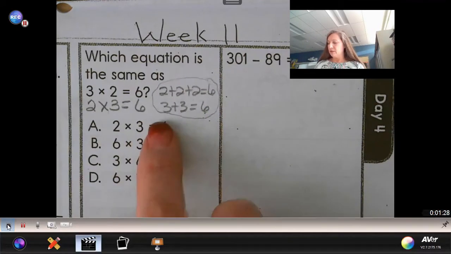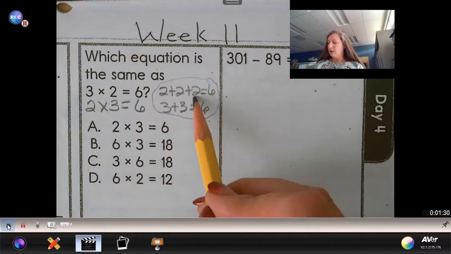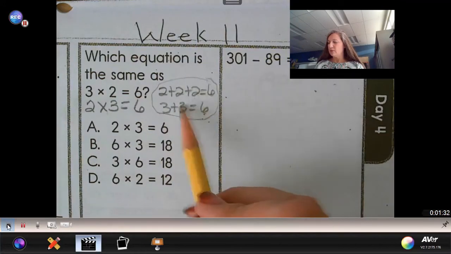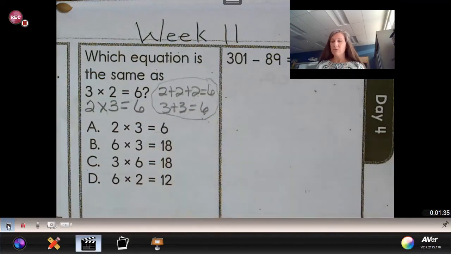Now, if you think about it, 2 and 1 more and 2 and 1 more from here is going to give you that 3 and 3. So basically, you're just taking the numbers apart a little differently and then recomposing them in a different way.